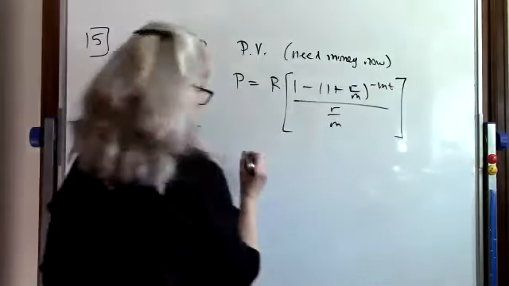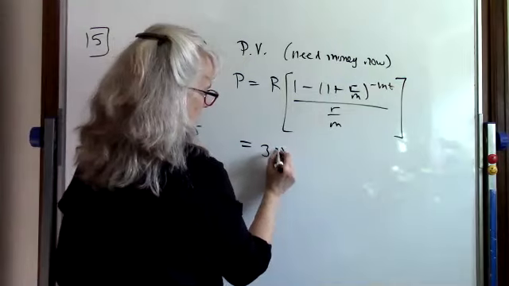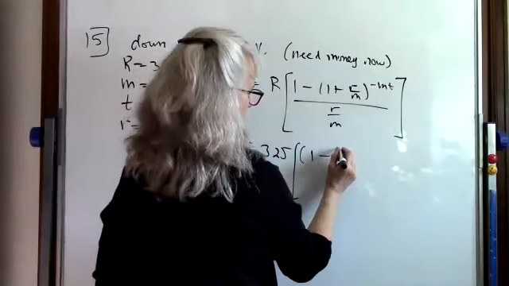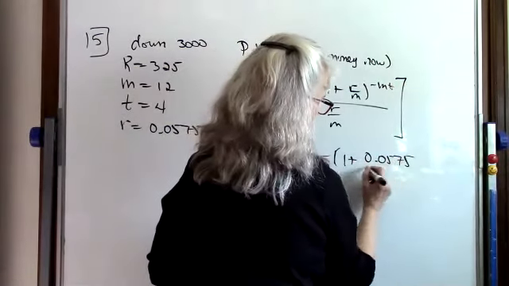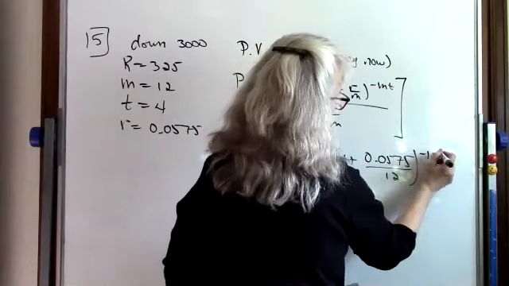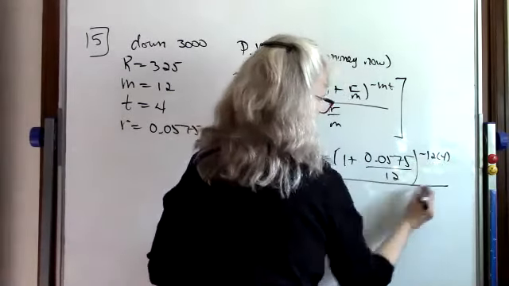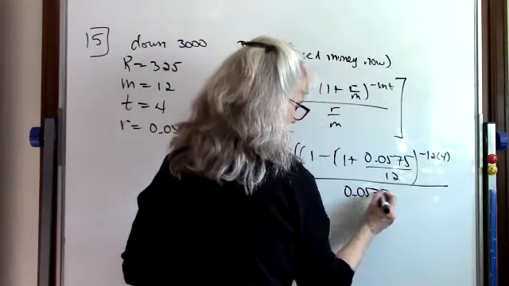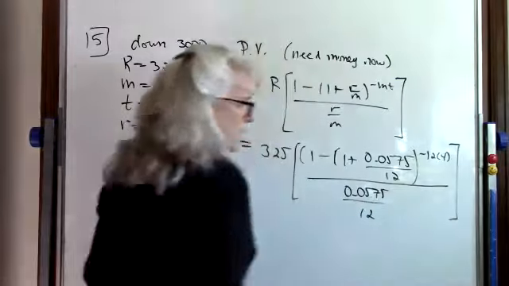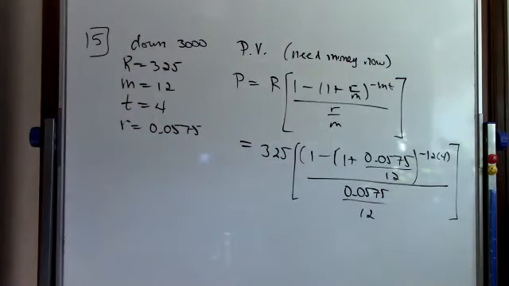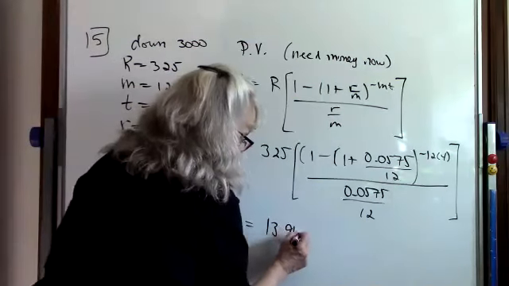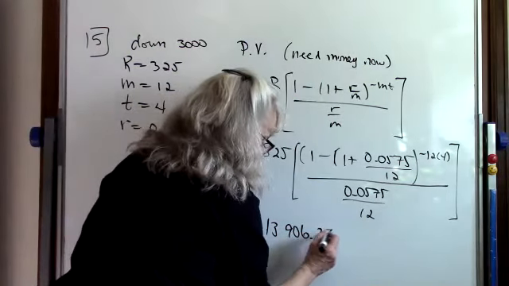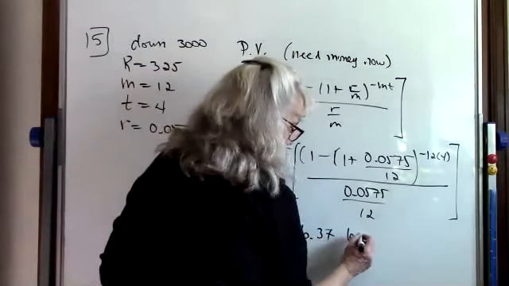Okay, now we'll put the numbers in. So his monthly payment is $325. The interest rate was 0.0575 divided by 12 to the negative 12 times 4. And again, that's that 48 months that he's paying. So 0.0575. Then you head to your calculator and calculate that out. And you're going to end up with $13,906.37. Now, that's the loan amount. So that's how much he's borrowing.